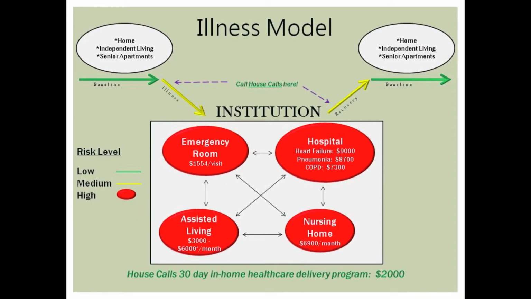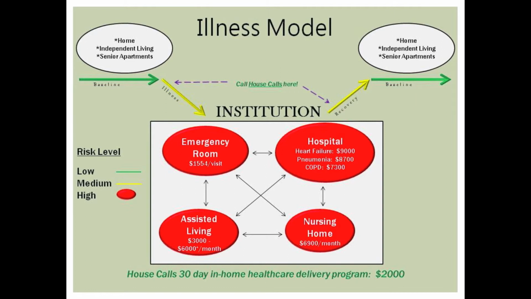So when an illness sets in and their health begins declining, as shown with the yellow line on the left, their risk level goes from low risk to medium risk. And this is when an elderly person feels scared. They're afraid that if their illness continues, they may need to go to the emergency room or even be hospitalized. And if this happens, their overall risk level now becomes high.